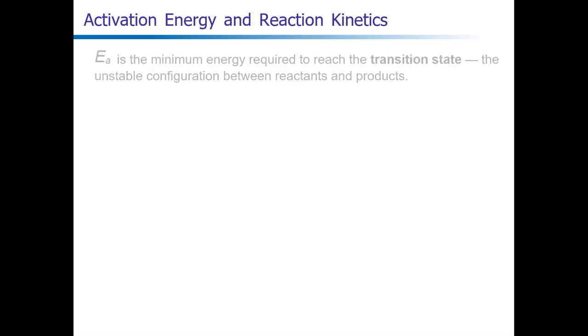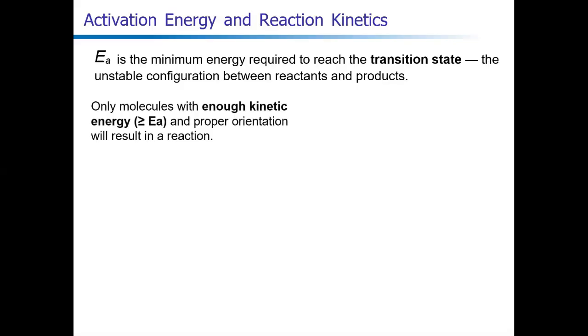Let's now look more closely at activation energy, or EA. EA is the minimum amount of energy a reactant molecule must have to form the transition state, the unstable high-energy arrangement that bridges the reactants and products. Only molecules with enough kinetic energy, energy equal to or greater than the activation energy, and the correct orientation will actually go on to form the products.